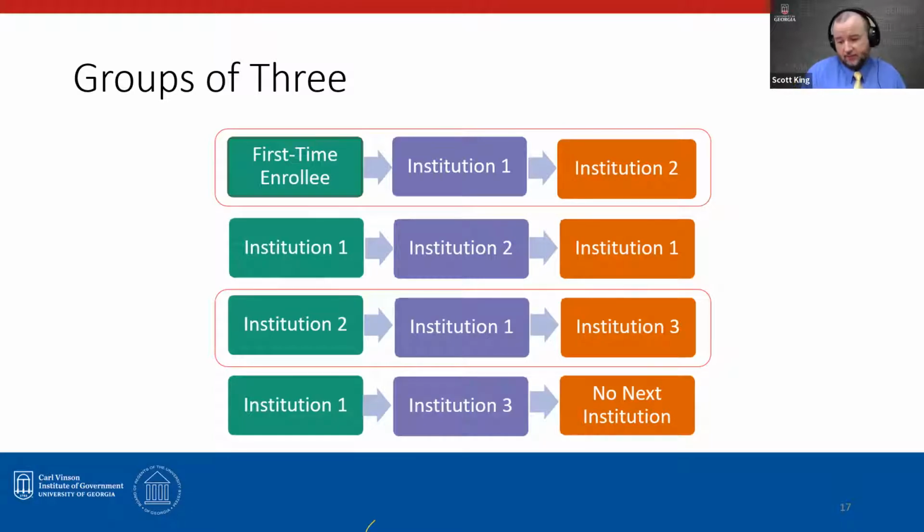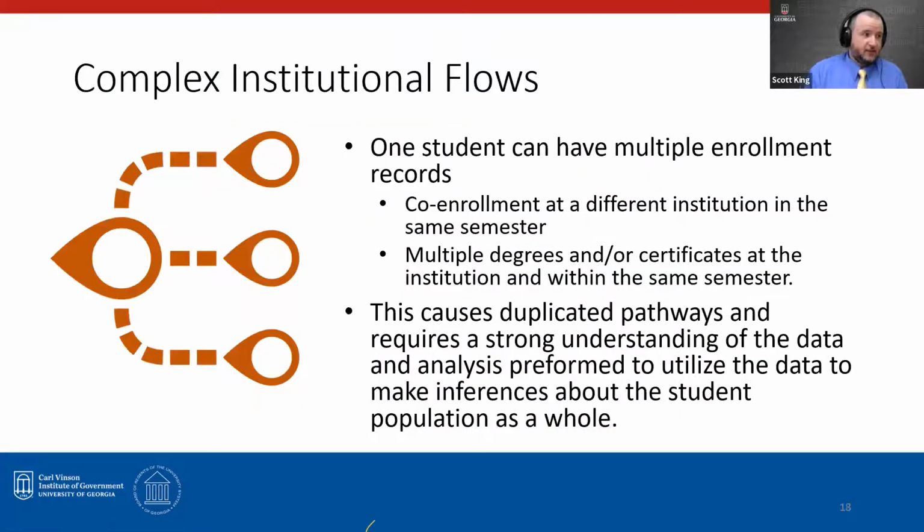This duplication is something that we have to deal with, and it makes the data really complex. And it also makes us have to acknowledge that what we're counting in terms of this data tool that we're going to demo is pathways and not students. So you'll notice that my language shifts here. Complex institutional flows are not even always that nice. That was actually a really nice version of a complex institutional flow.